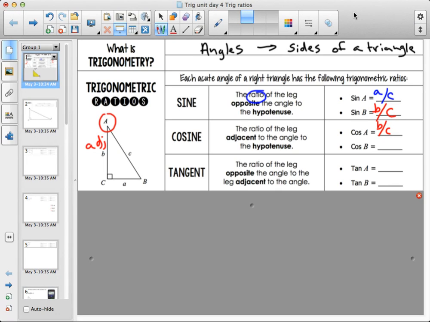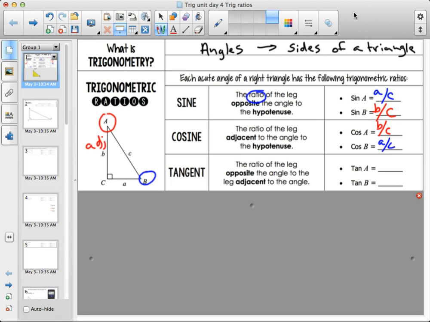Cosine of B is the side adjacent to B, which when we look at our triangle here, adjacent would be a, and then the hypotenuse is still c, so we've got a over c.